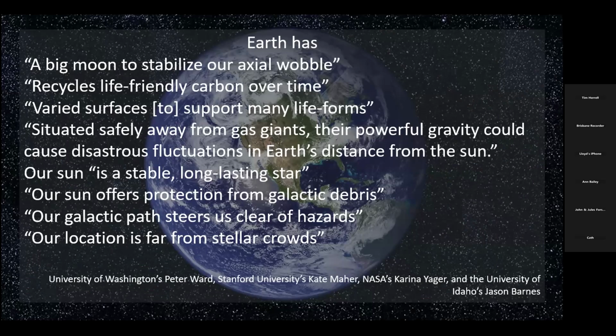Earth has a big moon to stabilize our axis wobble, recycles life-friendly carbon over time, and has various surfaces to support a whole bunch of varied life forms. We're situated far enough away from gas giants. While Jupiter protects us, if we're too close to it, there's going to be a whole bunch of dramas there. So it's also in the perfect position. Our sun is a stable, long-lasting star, which is really important for life. Our sun also offers protection from galactic debris, very similar to Jupiter, throwing it off in a different direction or putting it into an orbit, but away from us.